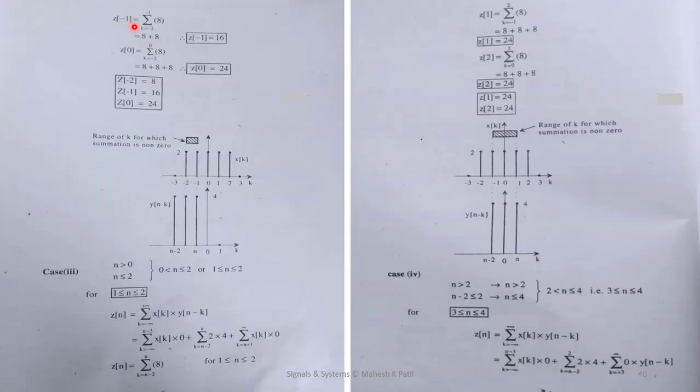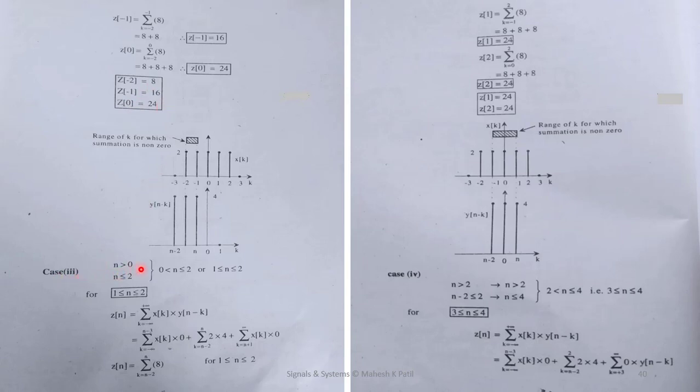Similarly, for z of minus 1, the limits is k varies from minus 2 to minus 1. So it is 8, so if you simplify this, the answer is 8 plus 8. So z of minus 1 is 16, and z of 0, by considering k equal to minus 2 to 0 into 8, if you simplify this summation, it is 8 plus 8 plus 8, that is z of 0 is 24. So z of minus 2, z of minus 1 and z of 0 can be written as 8, 16, 24 respectively. Now we'll consider the case 3.